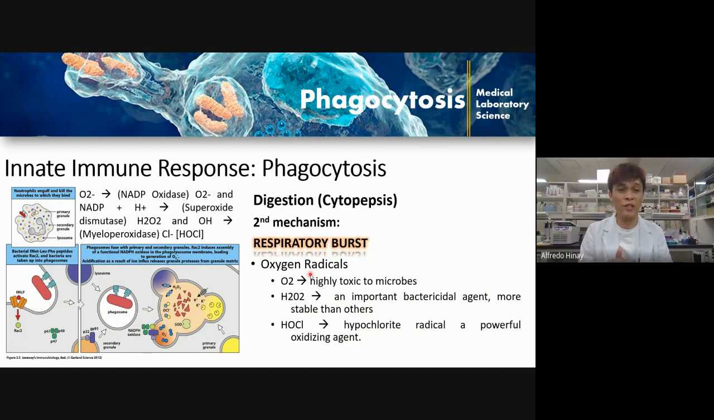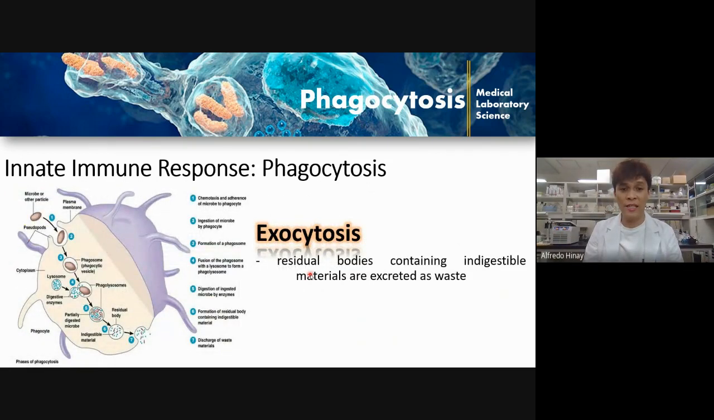So the main goal of respiratory burst is to produce a large amount of oxygen radicals that are toxic to your bacteria. So aside from the granules that we mentioned, we also have this one, the respiratory burst. And after digestion, of course, what's the last part? Dapat, kung may kinain ka, dapat you need to defecate that one. Correct? So the process is called exocytosis, guys. Residual bodies containing your indigestible materials are excreted as waste. Then meron tayong mga cleaning cells, like for example, other macrophages. Then they will try to engulf that one kasi ano yan sila, garbage. And then all are clean with your phagocytosis.